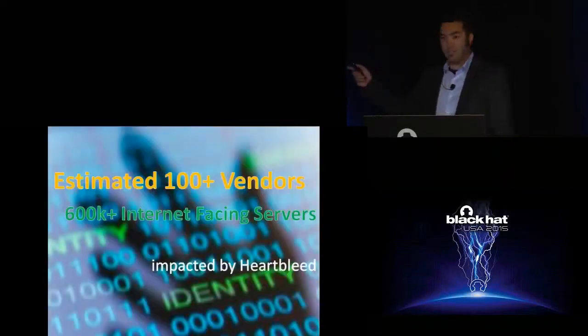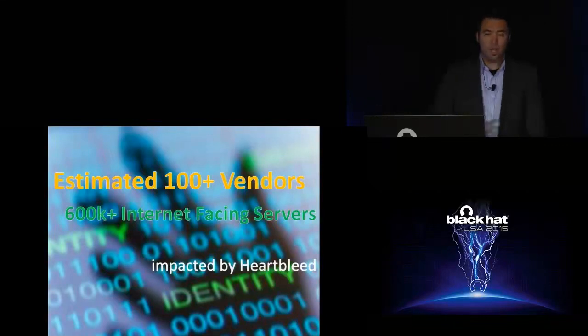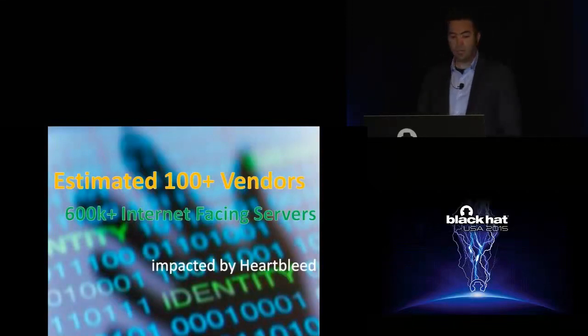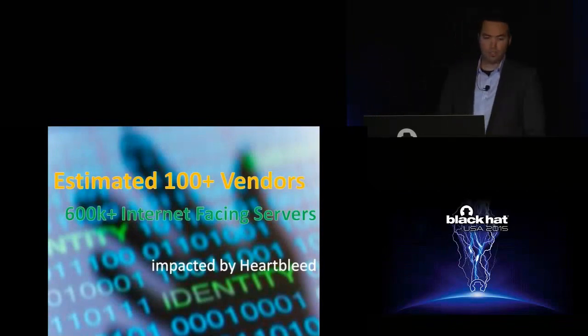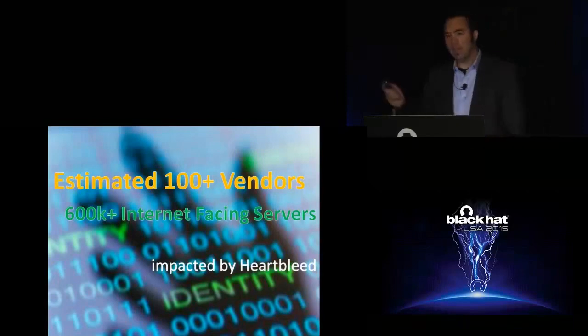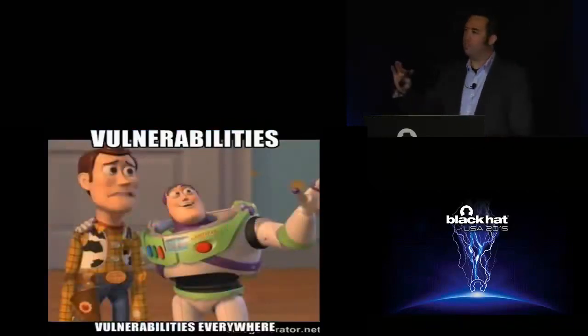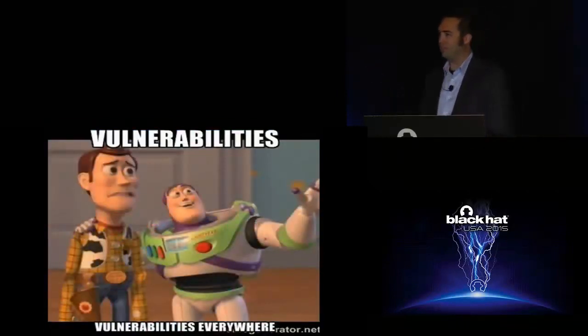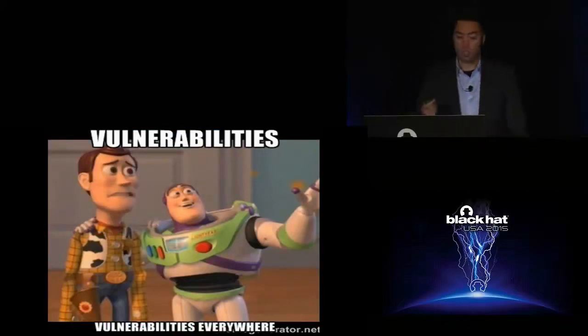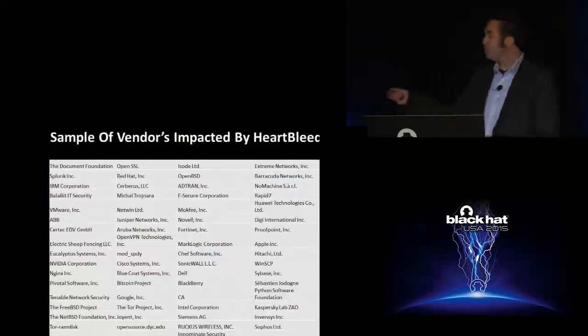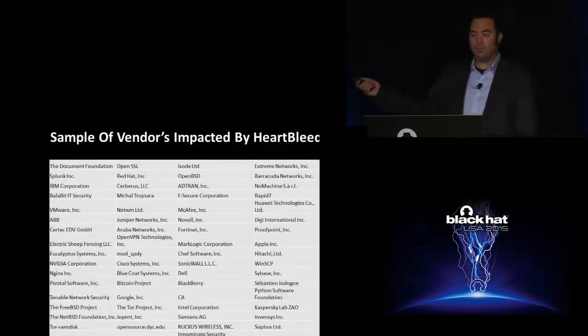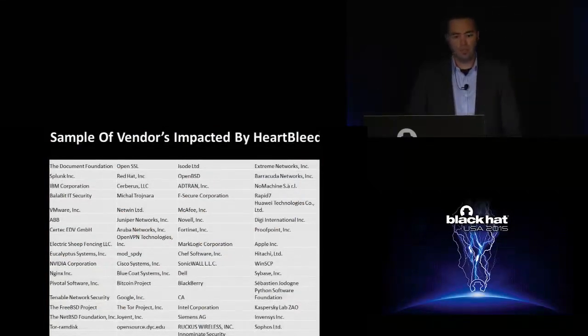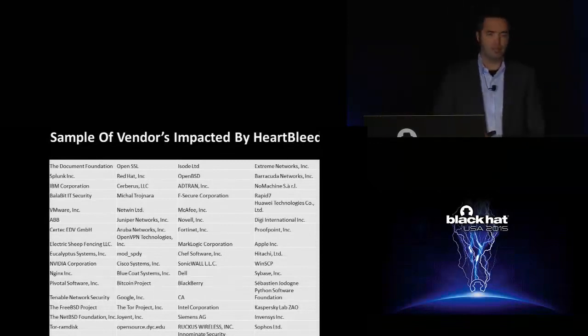People get mad at this slide, but in estimates, it was around 100 plus vendors impacted by Heartbleed, as well as over 600,000 servers on the internet that were impacted by the Heartbleed vulnerability, right? You can get mad at this all you want. The point is, lots of vulnerabilities, lots of impact all over the place here. One vulnerability impacting lots of vendors and lots of code that was unexpected. So here's just a small sample of some products that we're listing up here, about 68 of them or so before we got tired of typing them up.